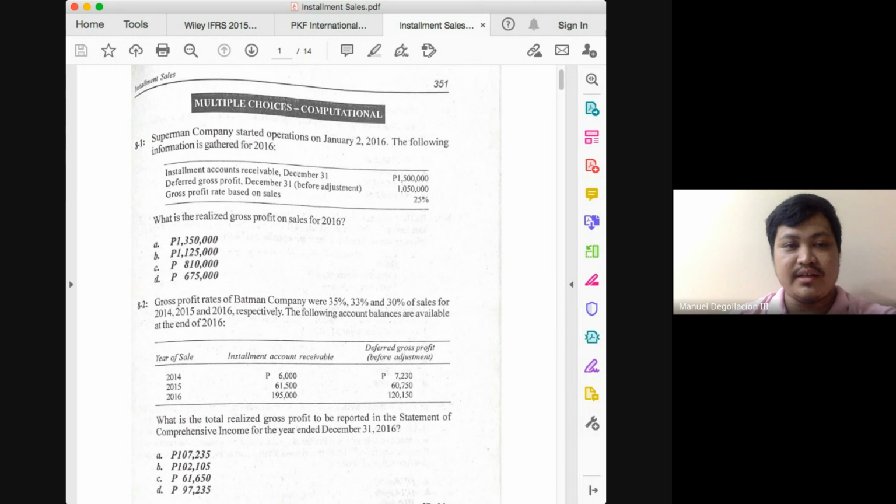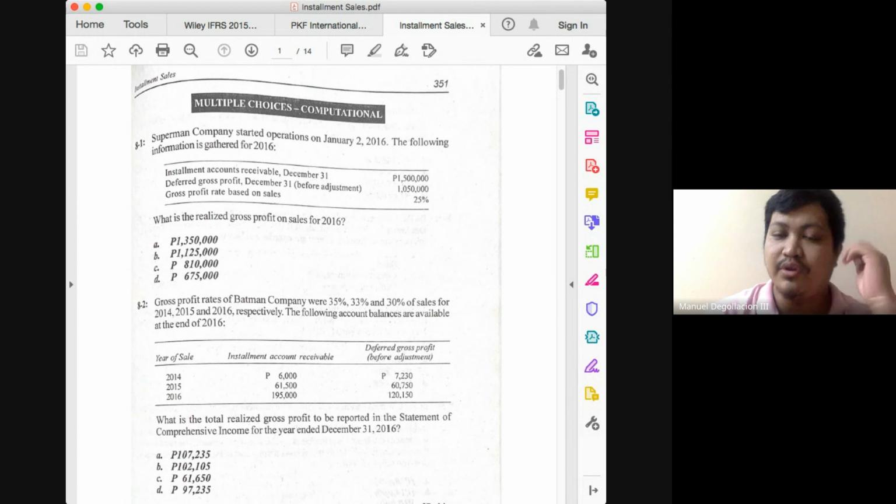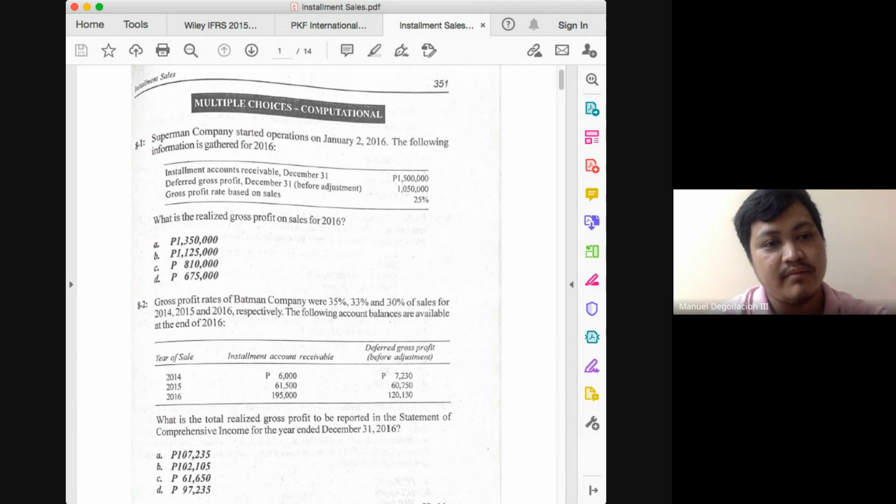Whatever is the amount of decrease to our unadjusted DGP compared to our DGPN, that would be our realized gross profit. And we can get our DGPN, or our adjusted deferred gross profit, by simply getting the markup on your ending installment receivable. Very important here is your understanding of what the 1,050,000 represents. Again, that is simply the amount before the adjustment or the reduction of your realized gross profit. So if you just have your DGPN, whatever is their difference will already be your RGP.